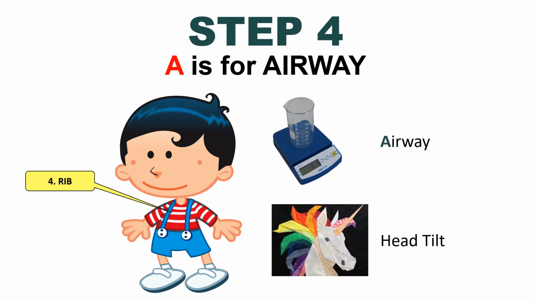Step 4. A is for airway. Position 4, rib. We had the picture of the beaker filled with air being weighed. This represented airway. We also have the picture of the unicorn head on a quilt. This picture represented the head tilt. We tilt the head back on our casualty to lift the tongue up off the back of the throat so that we can check for breathing.